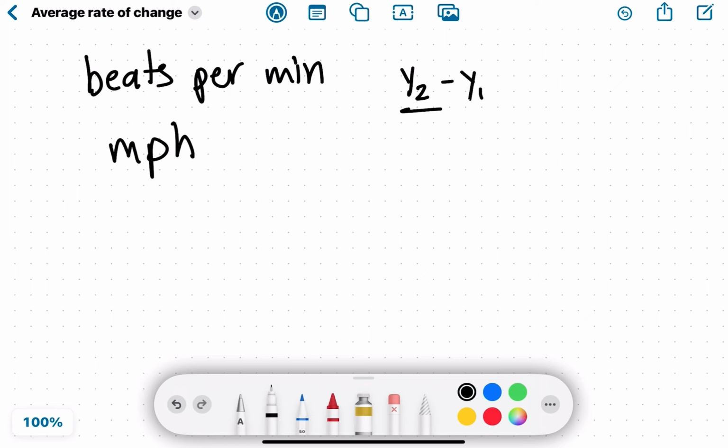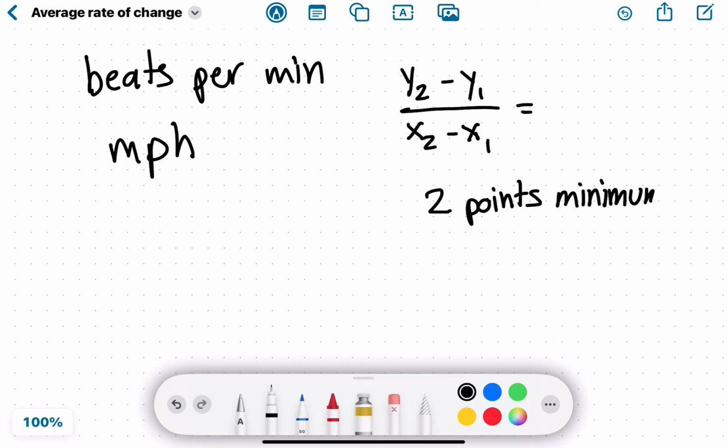y2 minus y1 over x2 minus x1. Hello, what does that mean? This doesn't make any sense. What's y1, y2? It's not super complicated. It's really easy, but you need to have multiple values in order to calculate this. You need at least 2 points. Also, ROC just means rate of change.